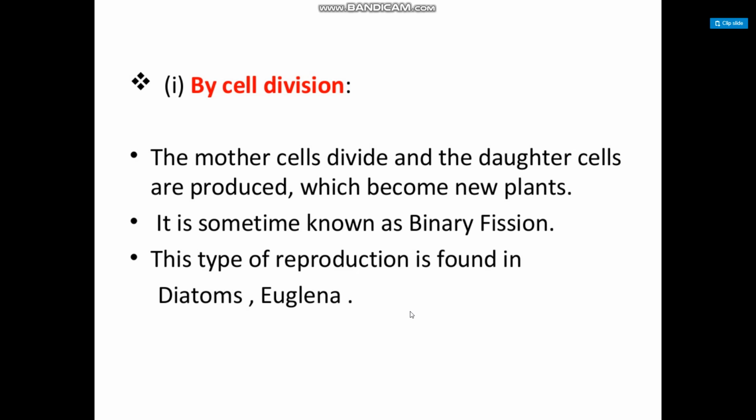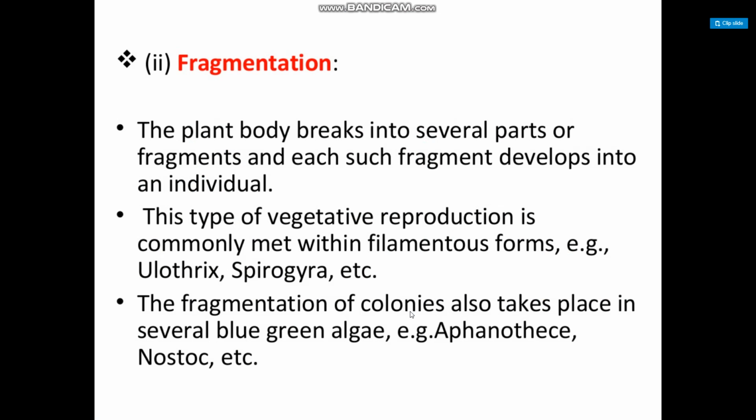Vegetative reproduction takes place by different methods. First is by cell division. The mother cell divides and the daughter cells are produced, which become new plants. It is sometimes known as binary fission. This type of reproduction is found in diatoms and Euglena by cell division.